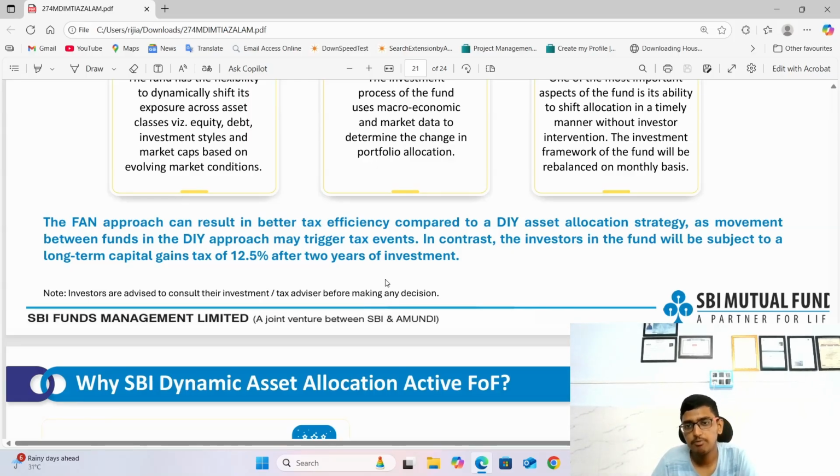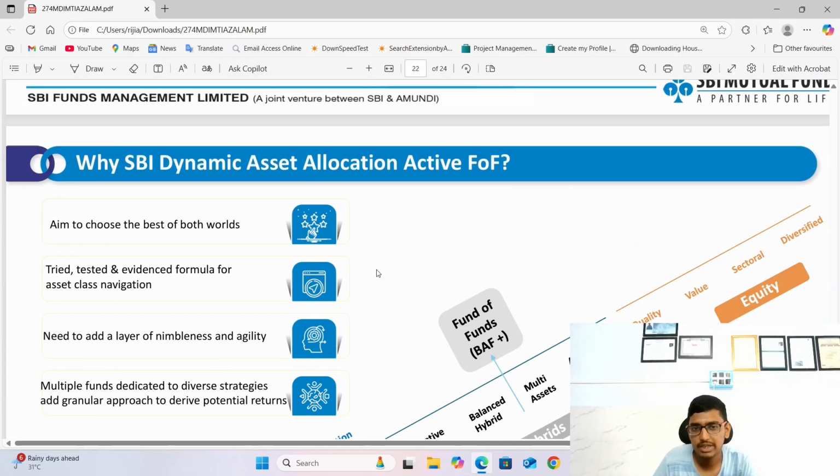So you see, if we do the asset allocation by ourselves, do it yourself, then there could be some events of tax. But if we do it through mutual funds, a mutual fund is a trust, so there is no chance of tax when there is a movement or an asset allocation strategy done there. You only need to give 12.5% tax after 2 years of investment, or whenever you take it out, or whenever you sell your funds.